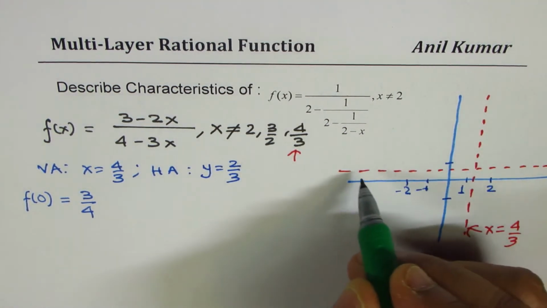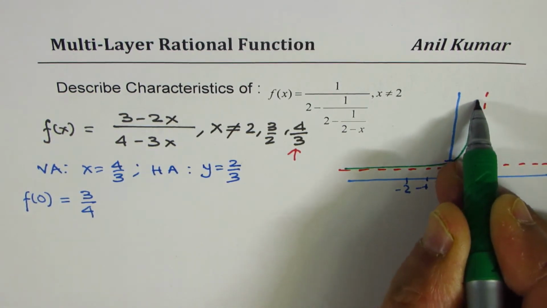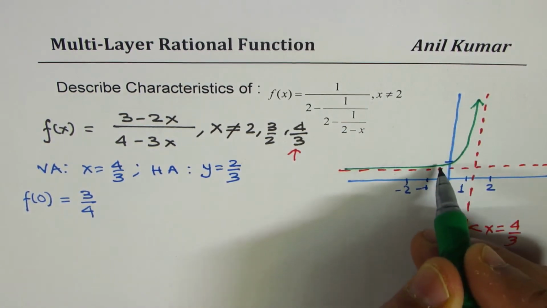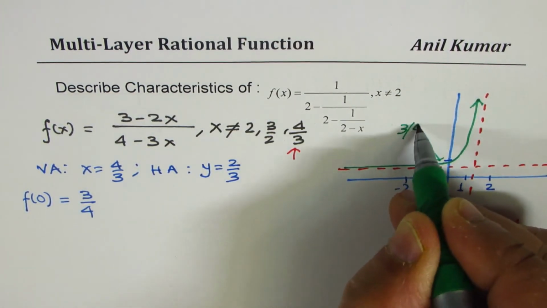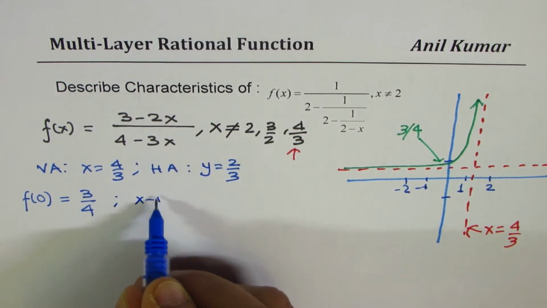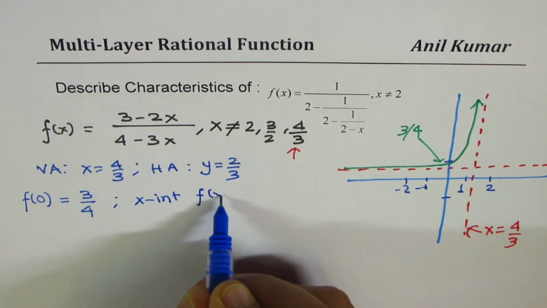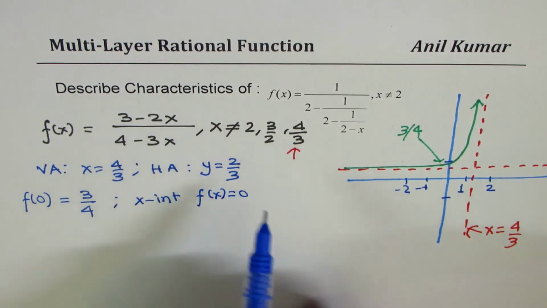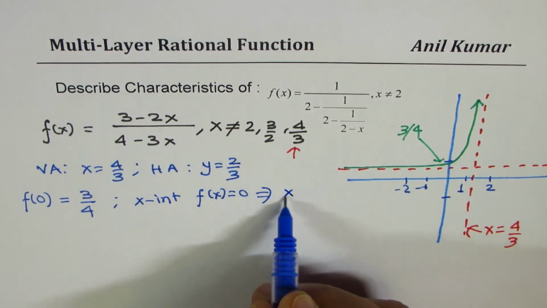So let me sketch a rough graph here. It is going to approach here from the positive side, and it's going to be kind of like this. Is it okay? Where this point here, the y-intercept, is 3 over 4. Okay, now let's find the x-intercept. So for the x-intercept, f of x should be 0, right? So f of x equals 0.